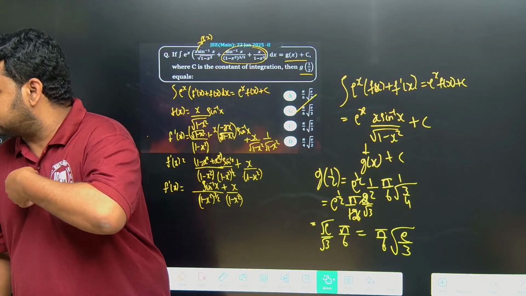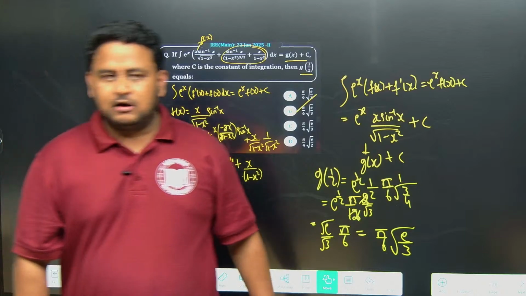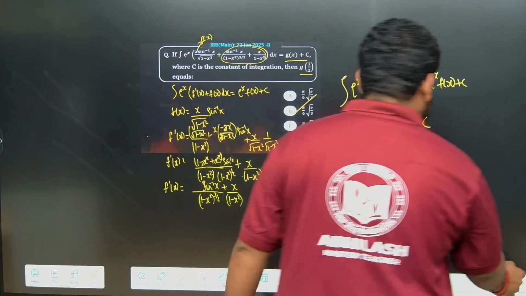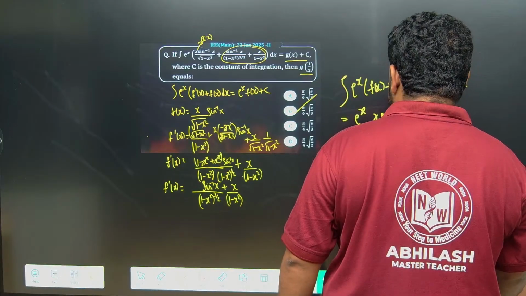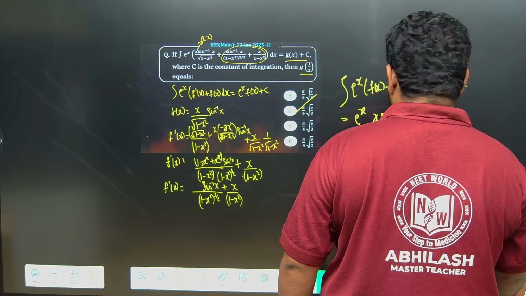Let us move to the next question, friends. I hope it is clear to all of you. Let us move to the next set of questions. The answer to this question is pi by 6 into root of e by 3, that is nothing but option B.